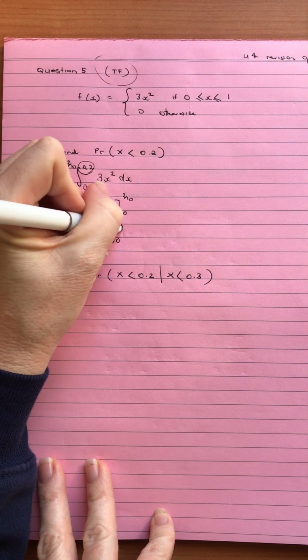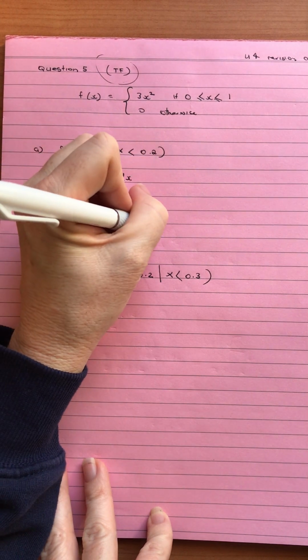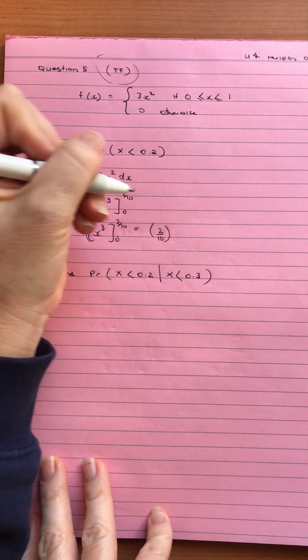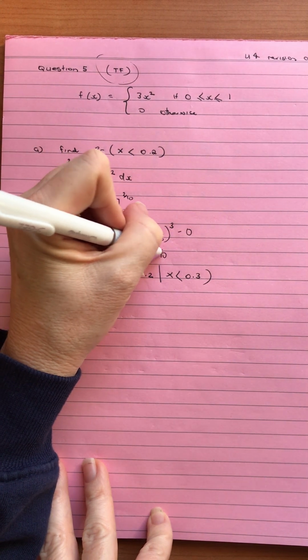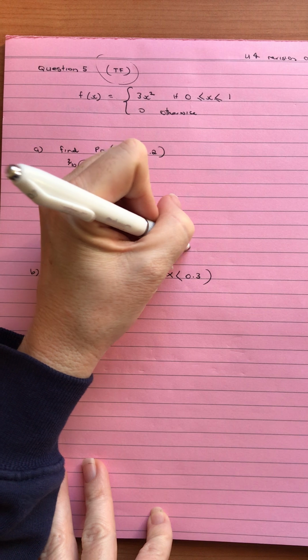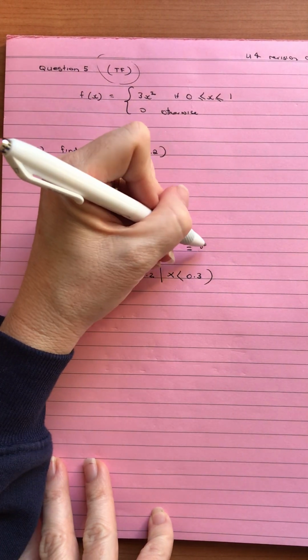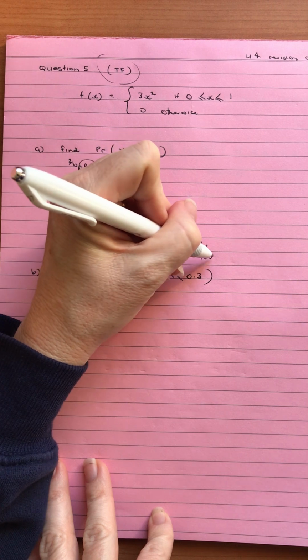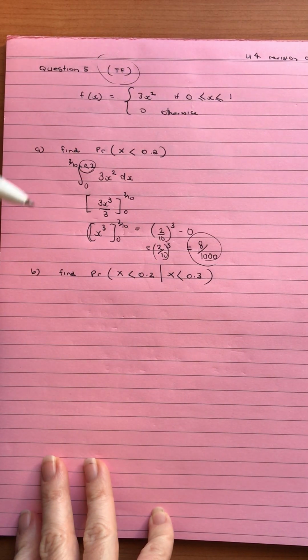between 0 and 2/10. Now when we put in the 0, we're obviously going to get 0, so we've got 2/10 to the power of 3 minus 0, so we will just get 2/10 to the power of 3. When we find out the value of that, we'll do 2 cubed is 8 over 10 cubed is 1,000. So our answer there is 8 over 1,000.